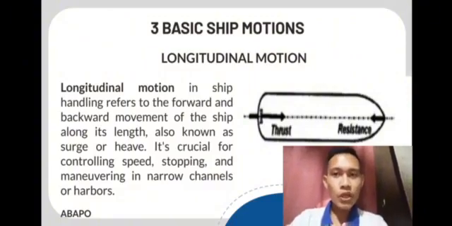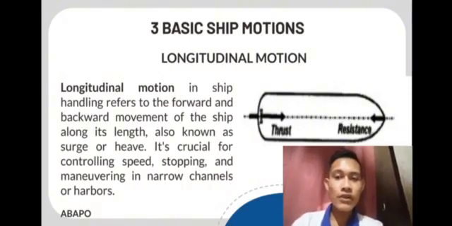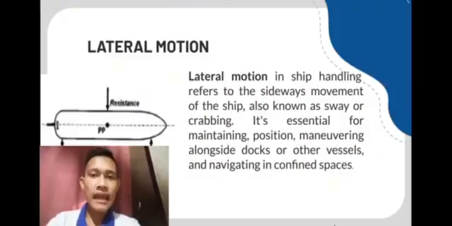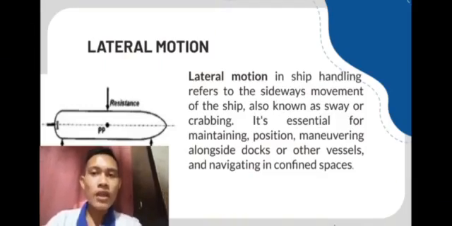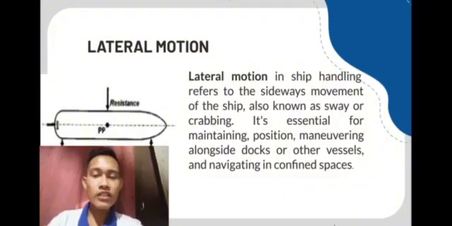In simple words, longitudinal waves are the type of wave motion in which the displacement of the medium is in the same direction as that in which the wave is moving. Next, lateral motion in ship handling refers to the sideways movement of the ship, also known as sway or crabbing. It is essential for maintaining position, maneuvering alongside docks or other vessels, and navigating in confined spaces. Ships move laterally when turning because the pivot point is not located at the ship's center. These forces include wind, waves, currents, tides, interactions between vessels, shallow water effect, and bank effects.